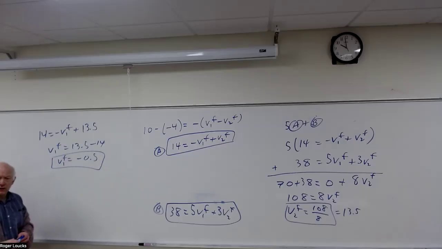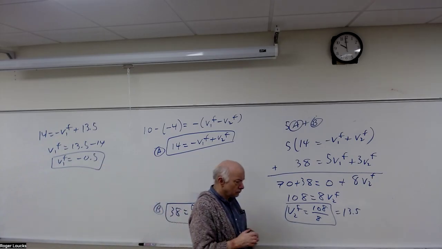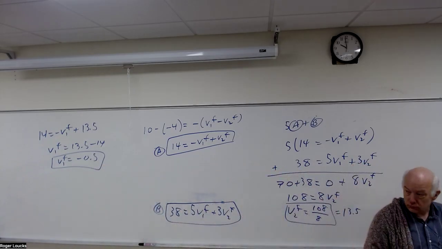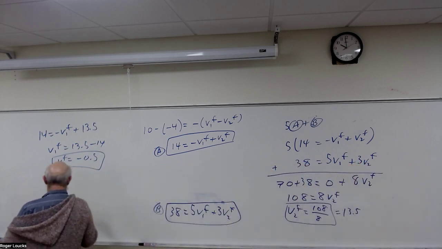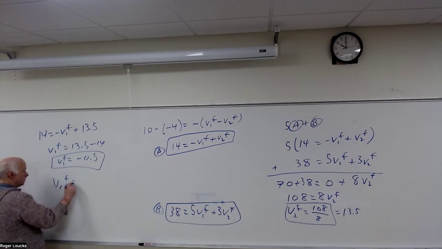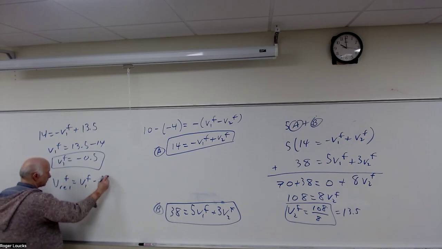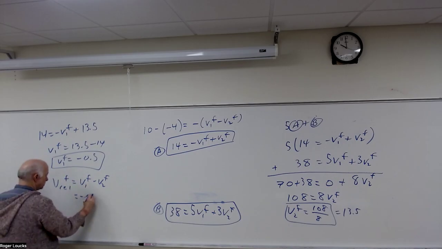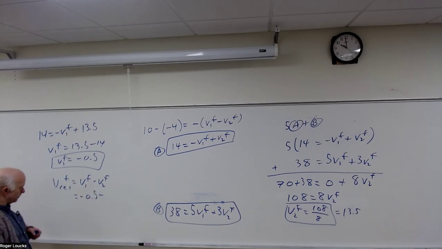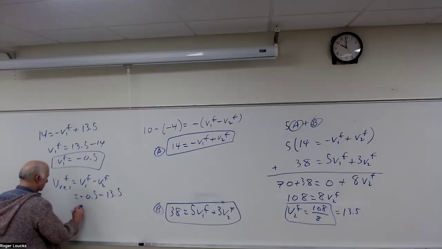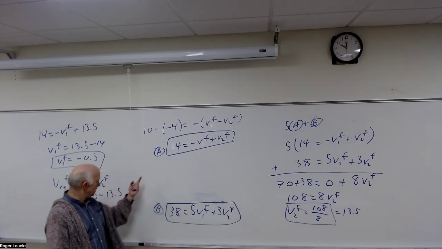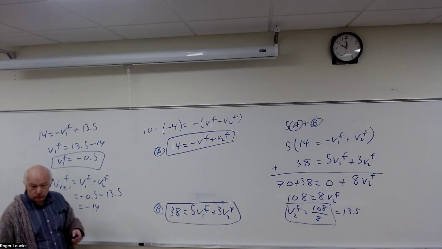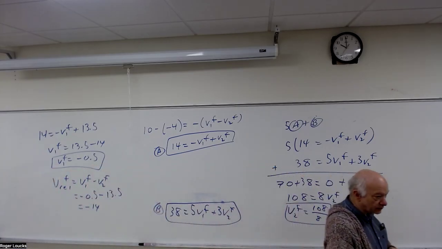Did that work? Did my relative velocity flip? Yeah, my V relative final is going to be V1 final minus V2 final. My V1 final is my buddy here. My V2 final is my buddy over here. So this is minus 14. So before the collision, the relative velocity was 14. After the collision, the relative velocity is minus 14. That makes sense?